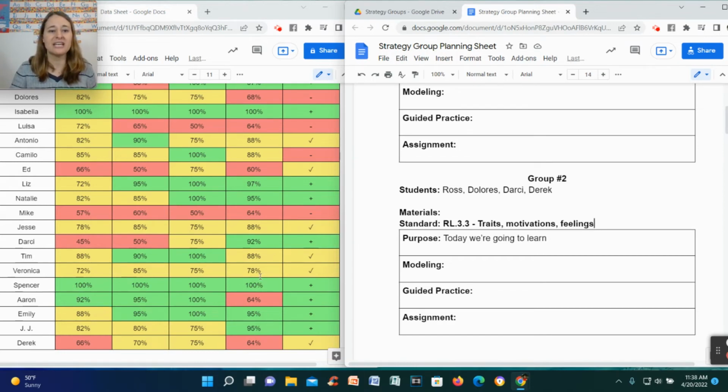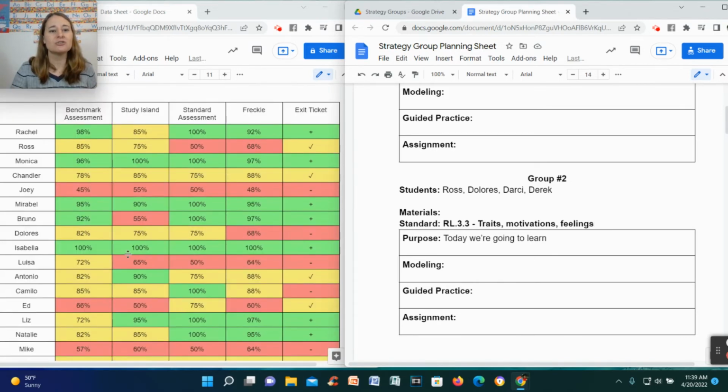Spencer is 100% good. Emily, I would probably say, has mastered it. She has 4 greens over here at the end, only her first one, and even that at an 88, she was getting close to mastery. So those students in green, I'm not going to be pulling them for a strategy group on this particular standard. They have already mastered it.